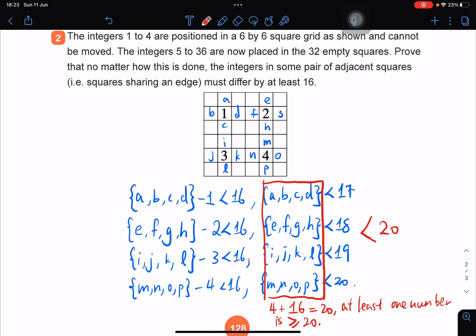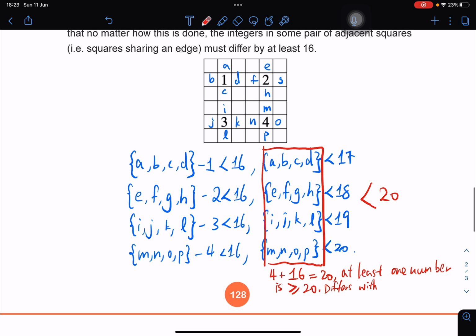So it differs with 1 or 2 or 3 or 4 by at least 20, take away 4, that is 16. So that's how we can prove it. All right.